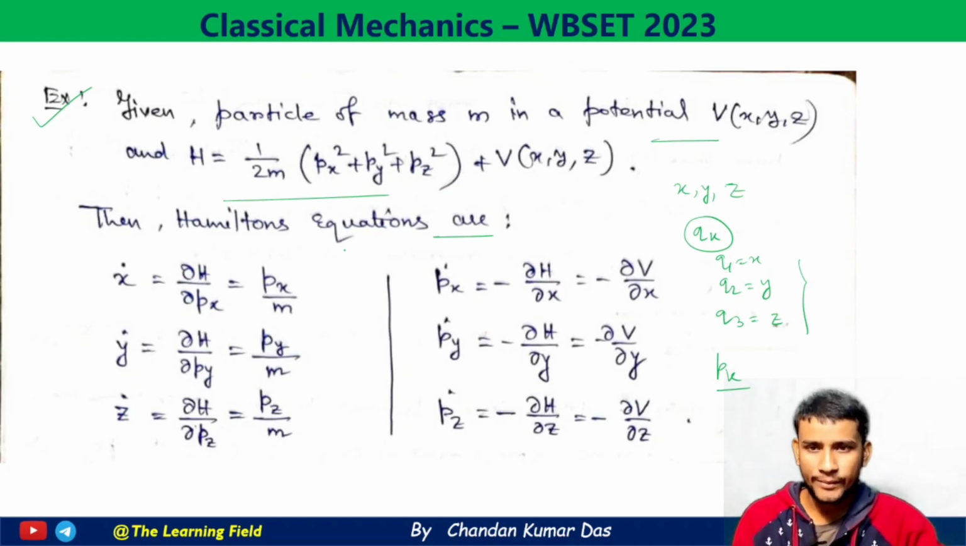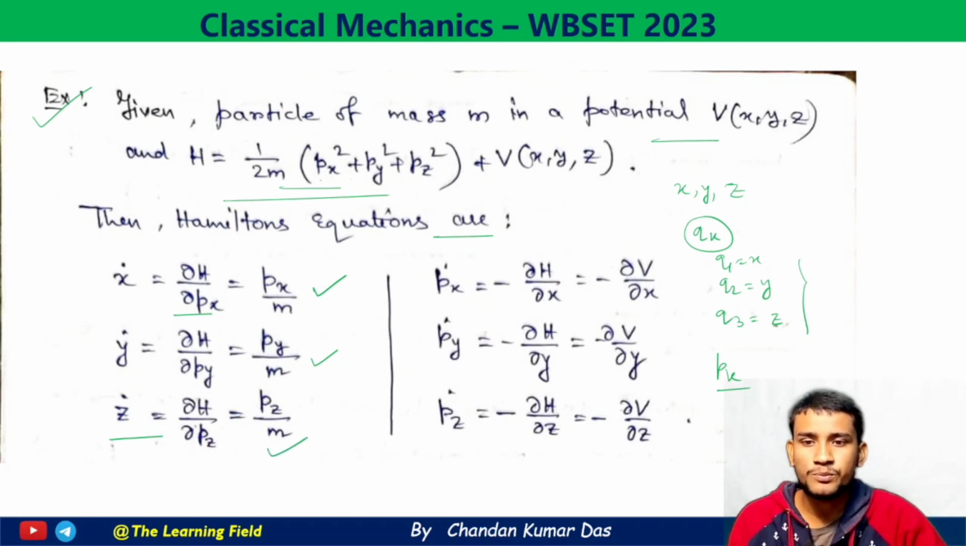So Hamilton's equations are x dot equals del H del px. If we simply differentiate with respect to px here, we get 2px by 2m, that is px by m. y dot equals del H del py, which equals py by m, where px, py are suffixes. And z dot equals del H del pz, which equals pz by m.